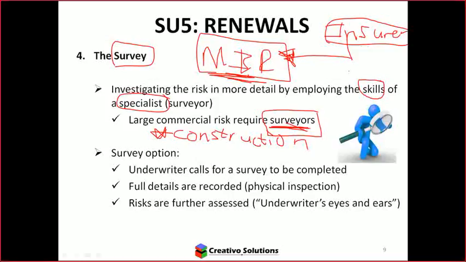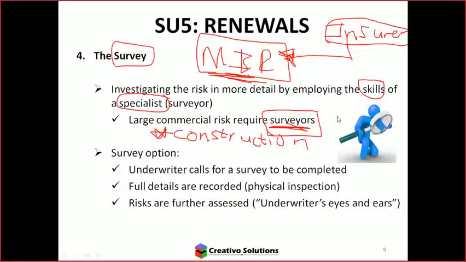Yes, it is. Right, so a surveyor is looking at detail. They're employing the skills of a specialist because if you and I had to go to a construction site, we're not engineers, we're not architects, we don't know what to look for. That's why they need to employ the help of a surveyor, someone who's a specialist that can actually identify what the risk is here. Are the risks higher or lower than before? That's what they do.